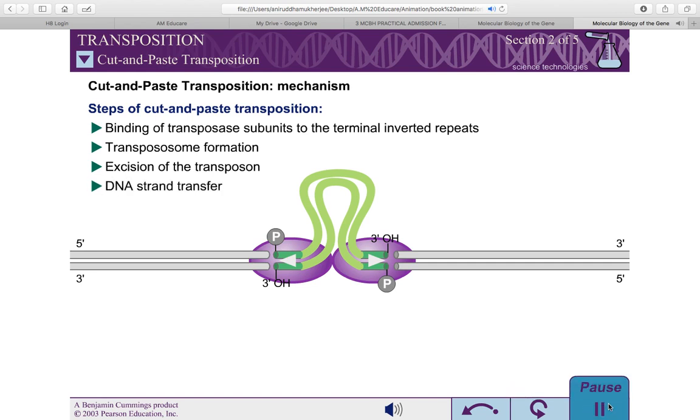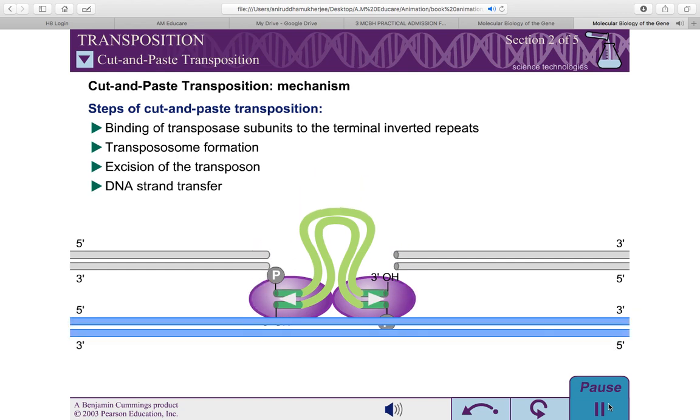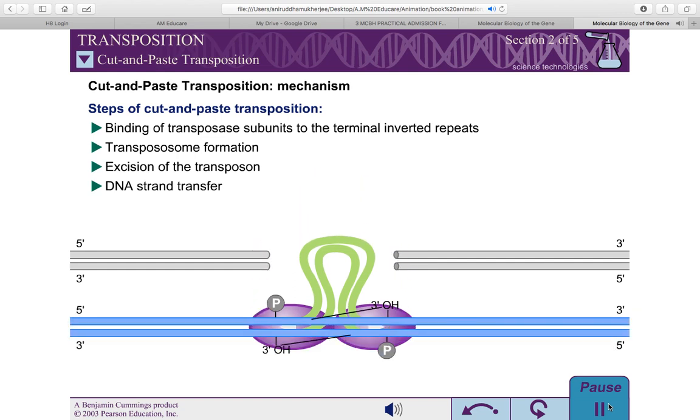The 3' hydroxyls of the transposon DNA then attack the phosphodiester bonds at the target DNA. This reaction is called DNA strand transfer. The sites of attack on the two target strands are usually separated by 2 to 9 nucleotides. This distance is fixed for each type of transposon.